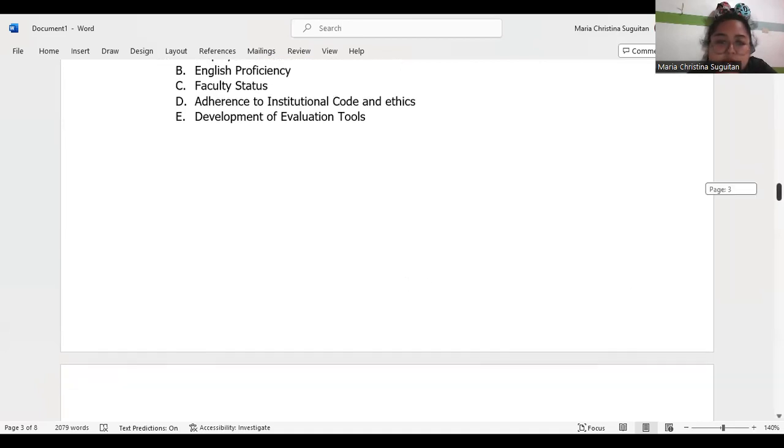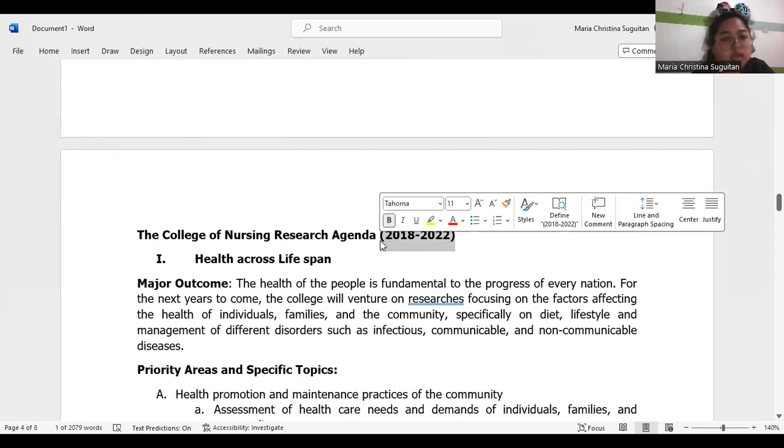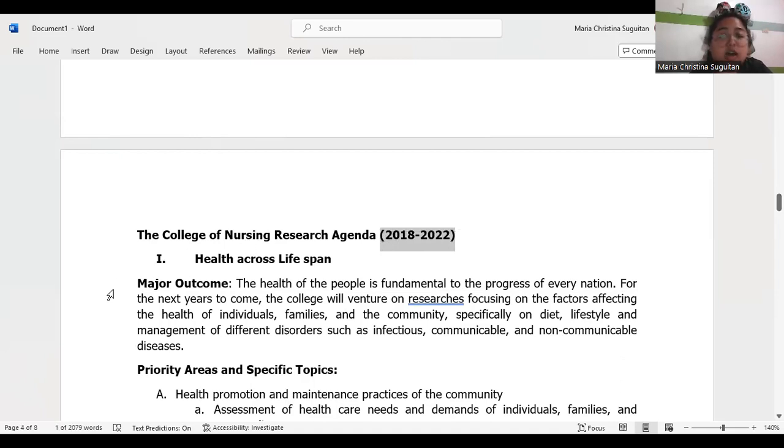And then next, we have the College of Nursing Research Agenda. Guys, this is my message to you, okay? When you get your RRL or the review of related literature, dapat updated po. Dapat publish on the year 2018 to 2022 kasi you will put it on your research. Okay, ilalagay nyo doon yung resources nyo or kung saan nyo nakuha.